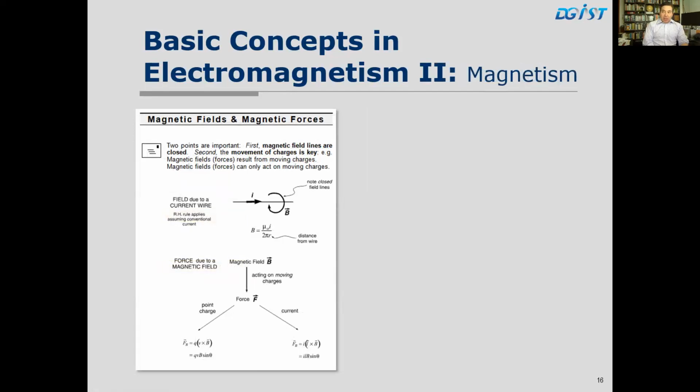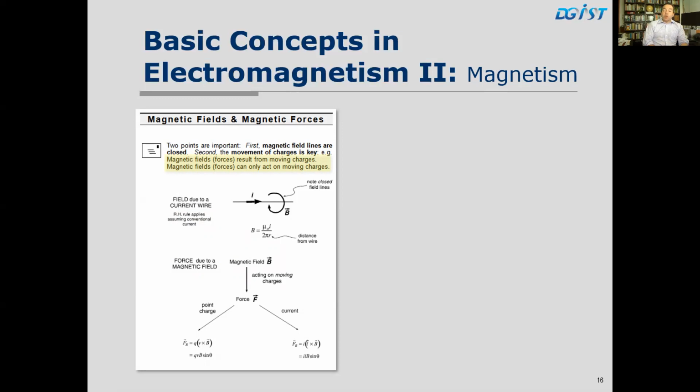So the second concept in electromagnetism, and again, all of this is very basic review, which we'll go into more detail in subsequent lectures, is the concept of magnetic fields. So 2 points are very important. First, magnetic field lines are closed, and second, that the movement of charges is key. In other words, magnetic fields and forces result from moving charges, so there's a close relationship between electricity and magnetism. Electricity or charges, when they move, more precisely when they accelerate, create magnetic fields and forces.